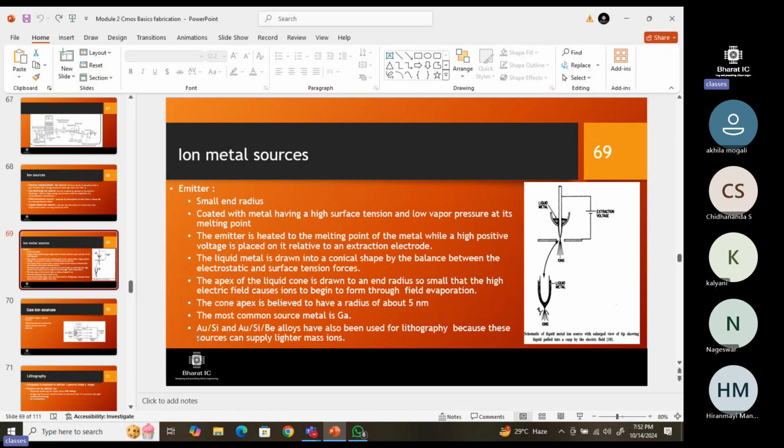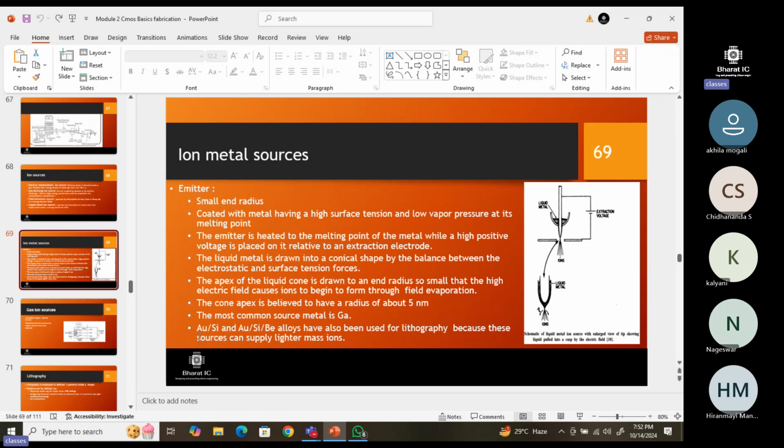This is how the ion metal source is generated. If you see the emitter point view, it has a small end radius. The tip is coated with metal which has a high surface tension and low pressure at its melting point, so that when the heater passes the liquid metal, the metal coated over that apex cone does not get mixed or melted.